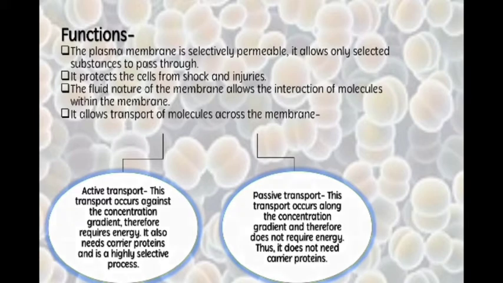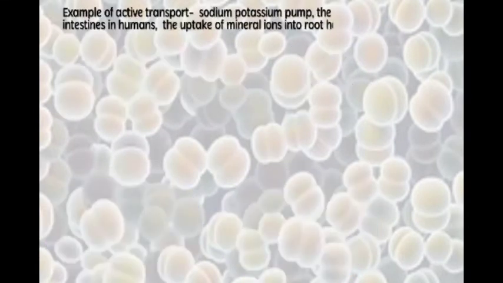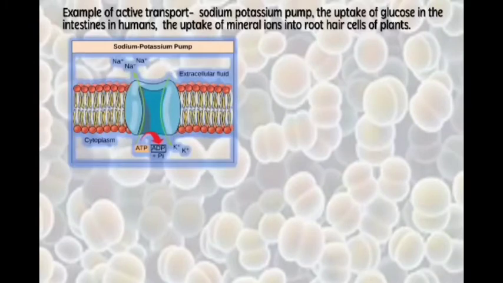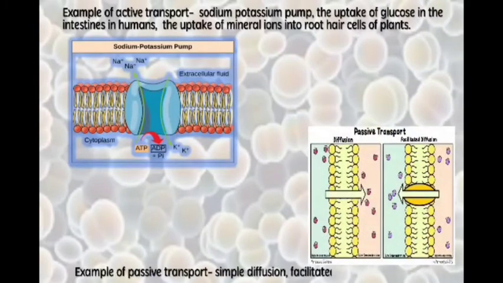Now, here you can see the sodium-potassium pump is a simple example of active transport. The sodium-potassium pump moves sodium ions out of the cell and potassium ions into the cell. It moves two potassium ions into the cell where potassium levels are high. That means it transports from low concentration to high concentration, and pumps 3 sodium ions out of the cell and into the extracellular fluid.